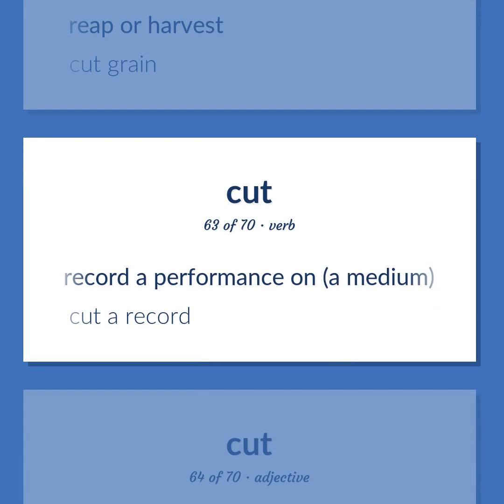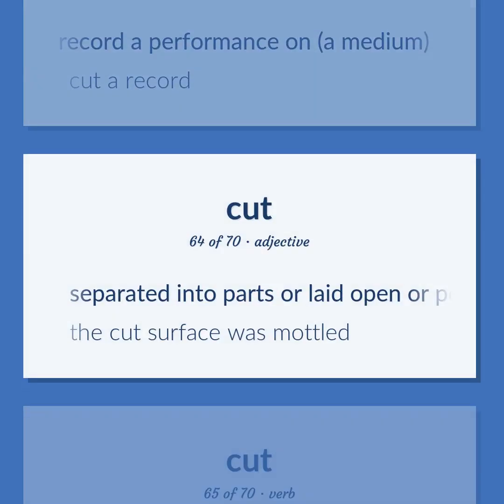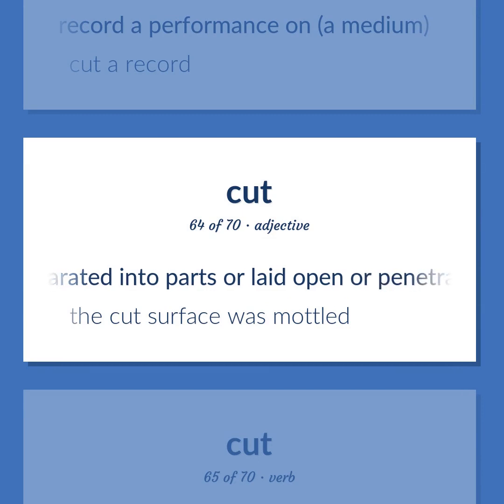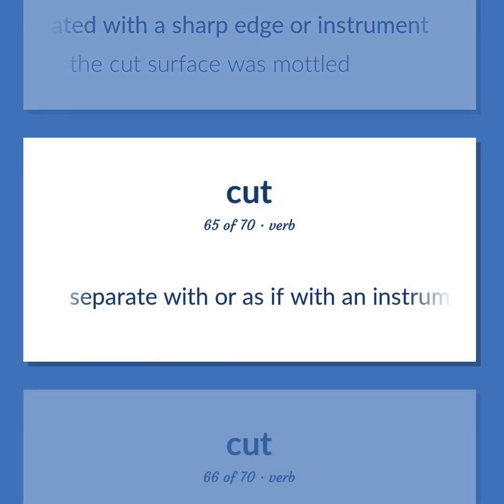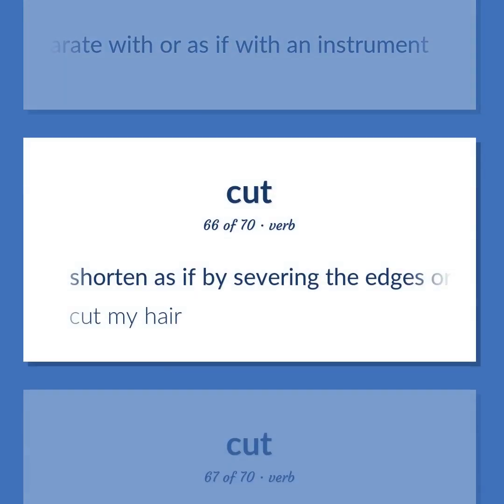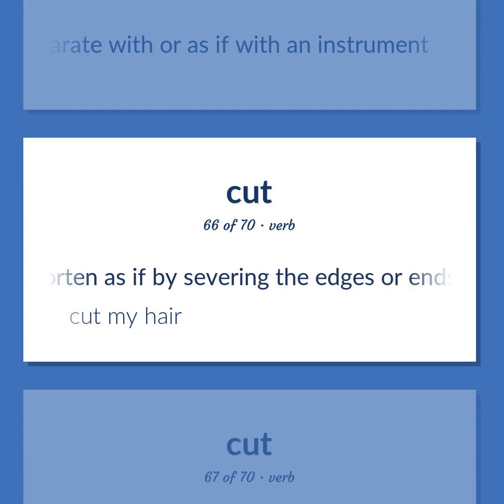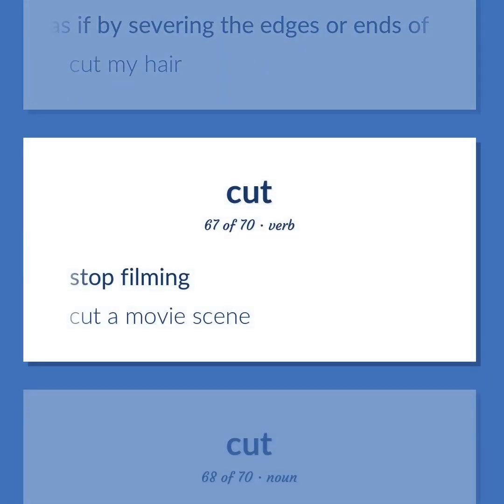Record a performance on a medium. Cut a record. Separated into parts or laid open or penetrated with a sharp edge or instrument. The cut surface was modeled. Separate with or as if with an instrument. Shorten as if by severing the edges or ends of. Cut my hair. Stop filming. Cut a movie scene.